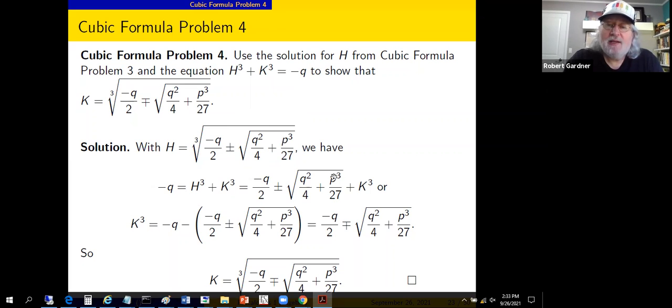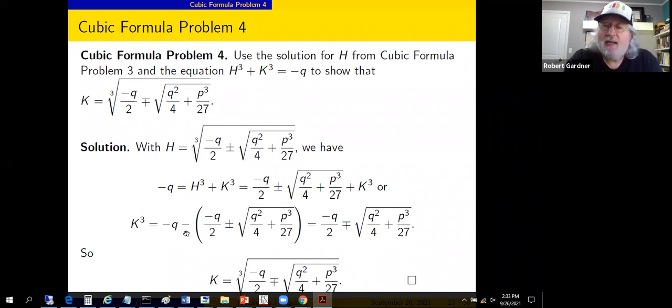If we cube this, we simply lose the cube root radical and get the stuff inside, negative q over 2 plus or minus this stuff here. So here is h cubed. K cubed is added on to that. We're trying to find k. Well, let's solve for k cubed. Notice this only involves p's and q's, and the other side of the equation only involves p's and q's. So take this to the other side of the equation. That will give us negative q minus this, which is given, equals k cubed.